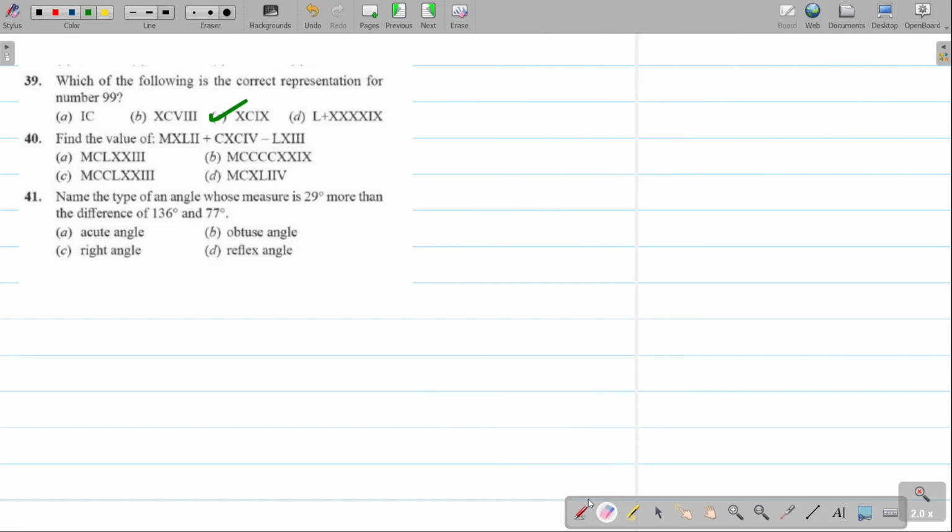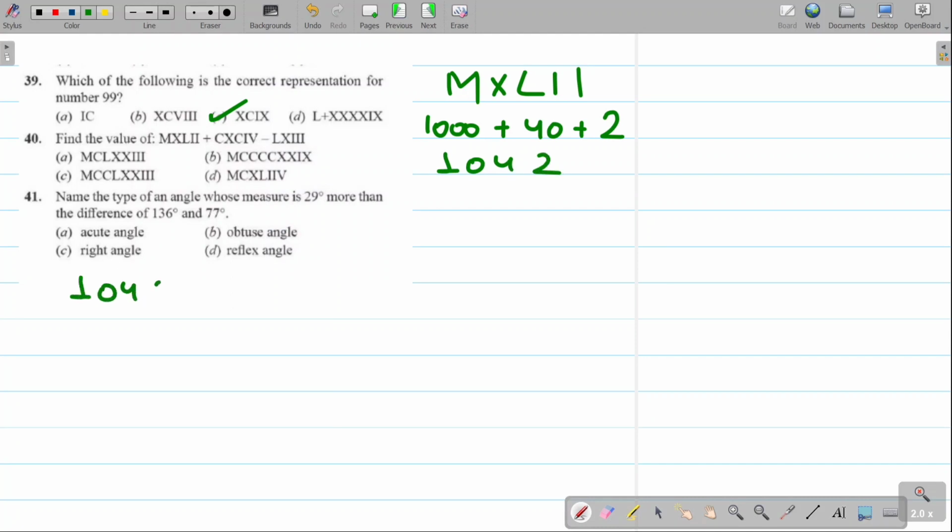Moving to next question, it says find the value of MXLII plus CXCIV minus LXIII. So we'll solve each of these first, what each of these Roman numbers can be converted into. So M is 1000, XL is 40, and this II is 2. So it will be 1042. We'll write this 1042 somewhere here.